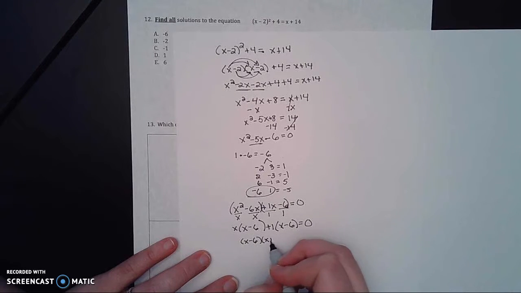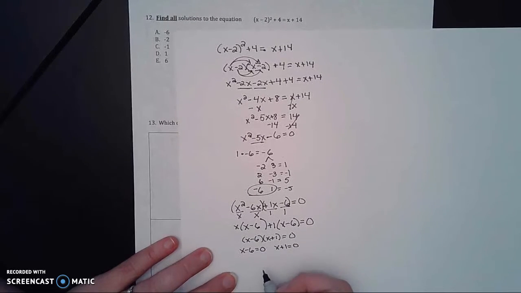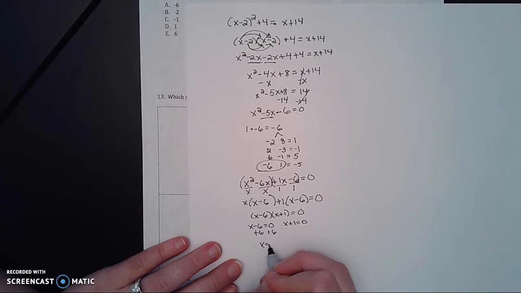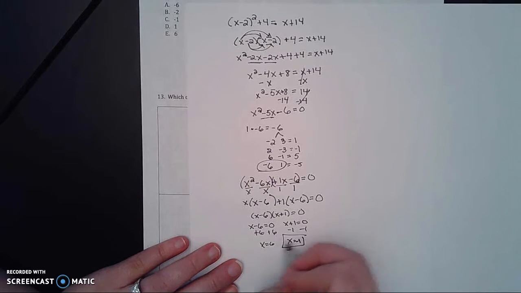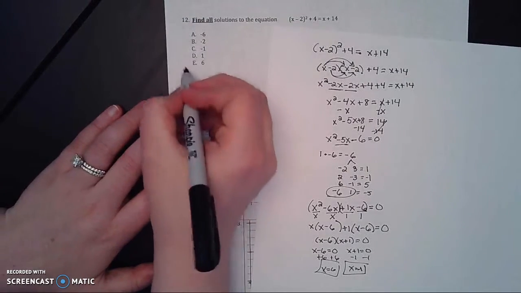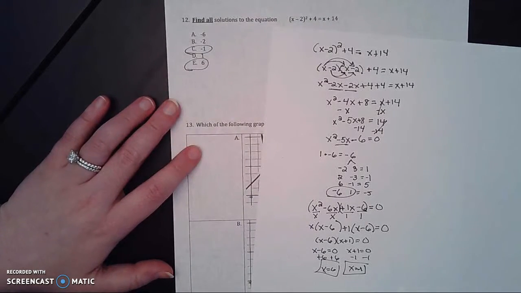And then (x minus 6)(x plus 1) equals 0. One more step. I set both these factors equal to 0. So now I have add 6, x equals 6, subtract 1, x equals negative 1. So I pick 6 and I pick negative 1. Perfect. So C and E are my answers there.